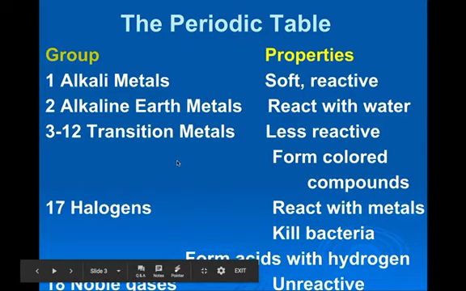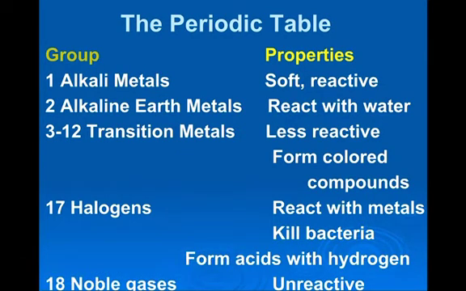Group 18 is called the noble gases. The noble gases, if you notice, they're all in red on my big periodic table. And they don't react with other elements. They don't form compounds. They're too noble to mingle with the commoners, I suppose.